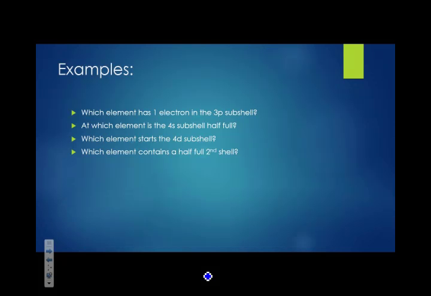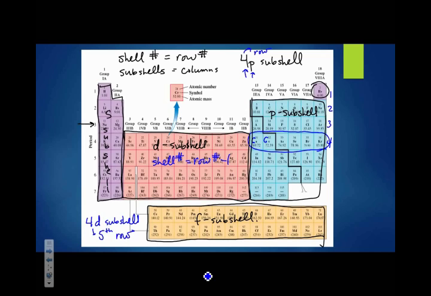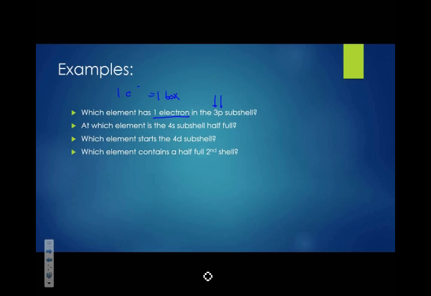Okay, let's try some examples. Which element has 1 electron in the 3p subshell? So I need to find the third row and the p block, and 1 electron tells me I'm looking at 1 box on the periodic table. 1 box equals 1 electron. So let's go back to my periodic table, which is kind of messy. I'm looking for 1 electron in the 3p's. So here is the third row. 1 electron is 1 box. That's aluminum. So aluminum would be the element that has 1 electron in the 3p.